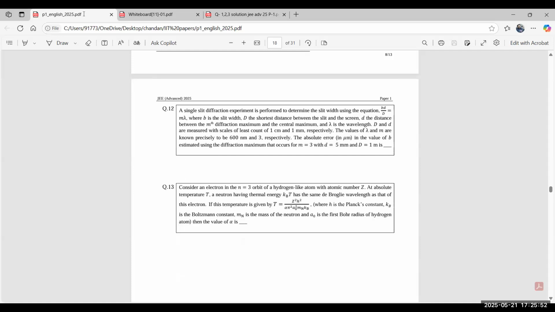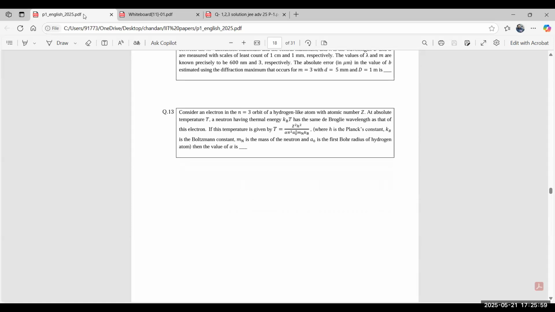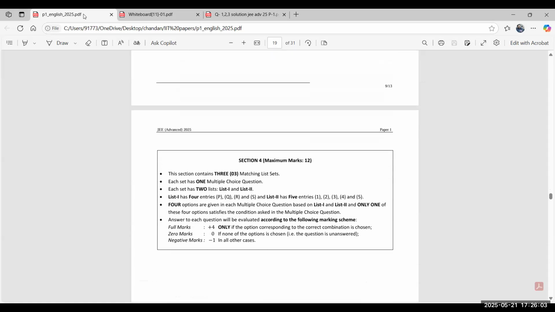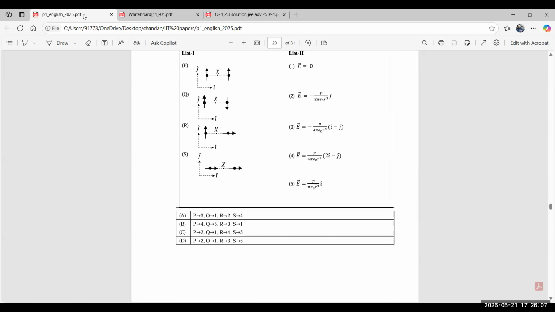12th is again an easy question. Just the basic concept of errors, and if you apply it, you get the answer. 13 is again easy only, and you just need to solve it if you know the concept. It's easy. 14 is pretty easy, it's a bonus question. Everyone should get these marks at least.